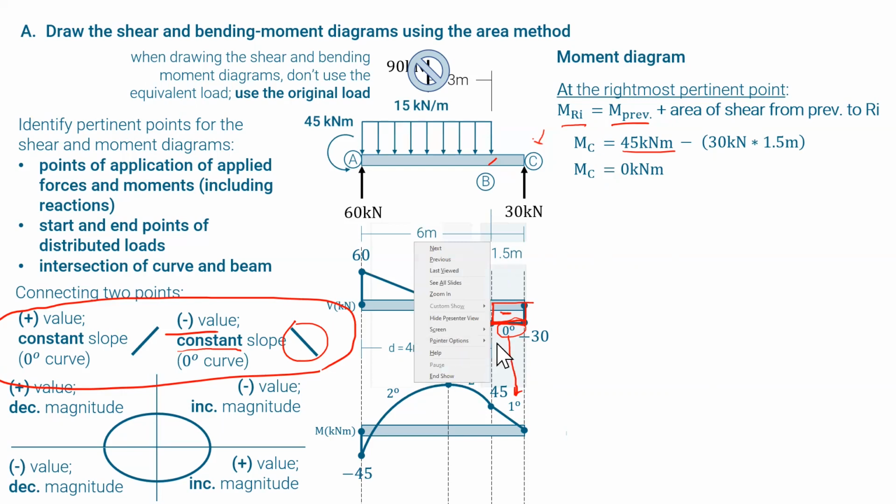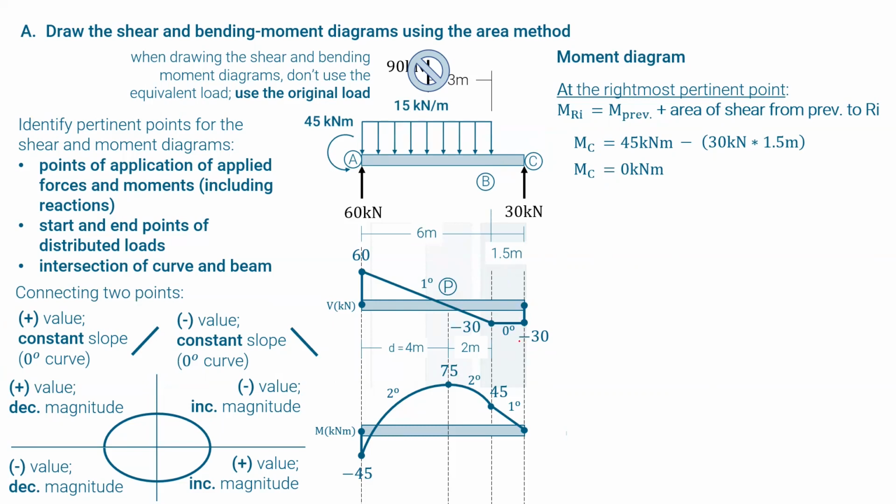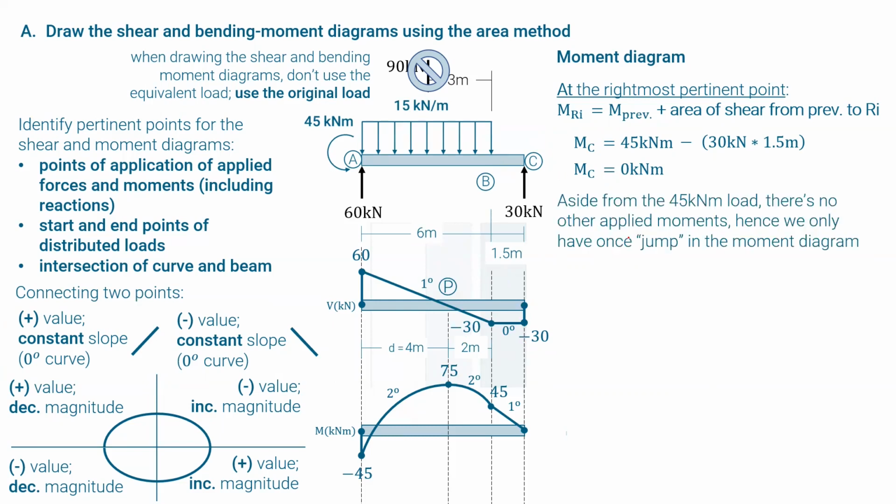So yun, I think that's the moment diagram. But just a note na aside from the 45 kilonewton meter load, wala nang nangyaring jump. No? Ito lang yung jump na meron tayo. As checked, again, diagram should close at the rightmost pertinent point. So we're done with letter A.